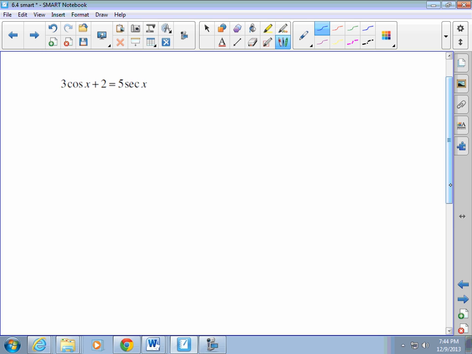Okay, last one. 3 cos x plus 2 is equal to 5 secant x. So again, we have a secant in here. We only want cos and sine, so that's the first thing we're going to do. 3 cos x plus 2 will stay the same for now. 5 secant x, secant is the same as 1 over cos, so this is the same as 5 over cos x. So I need to get rid of my cos x, so I'm going to multiply everything through by cos x. I don't want that denominator.